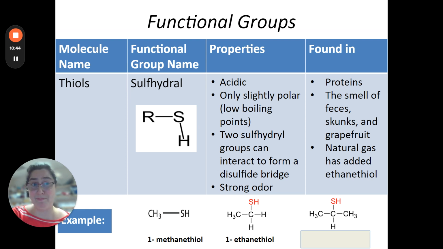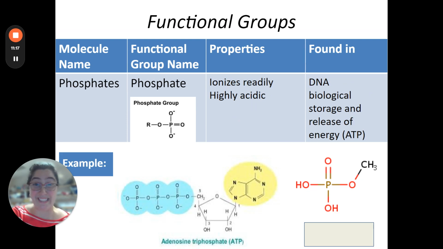They also tend to smell. This is the smell of nice things like grapefruit, but also nasty things like a skunk. Natural gas, like we have in the lab for Bunsen burners, we add a thiol to it so that it will smell so we know if it's leaking. So see if you can name the blank one at the bottom. Yeah, it's 2-propanethiol. Propane because we've got 3 carbons, and 2 because the thiol group, SH, is on carbon 2.